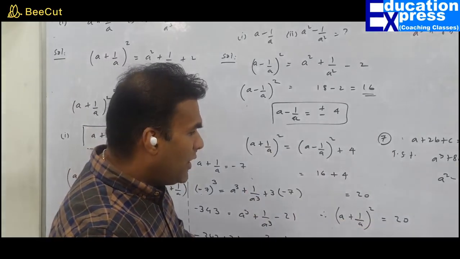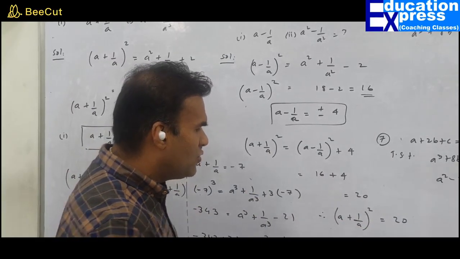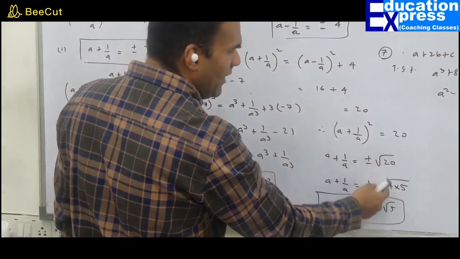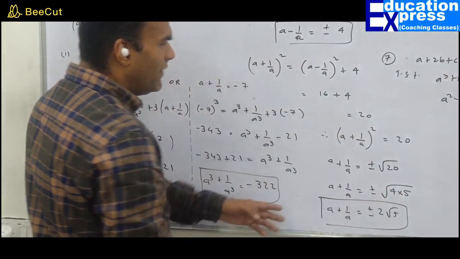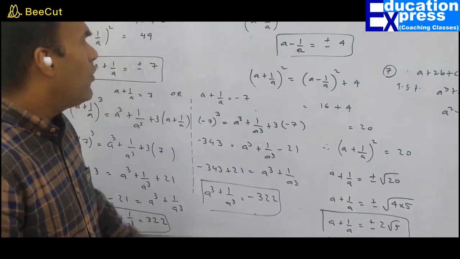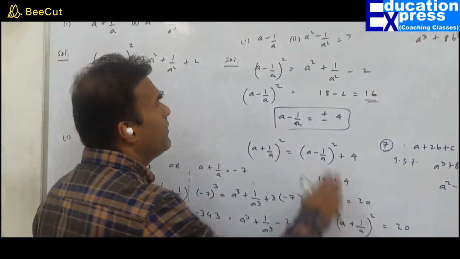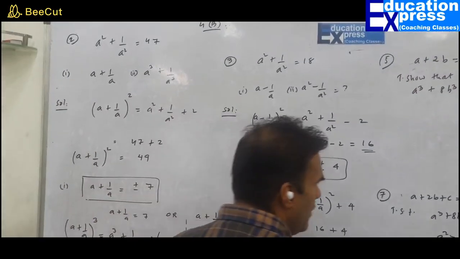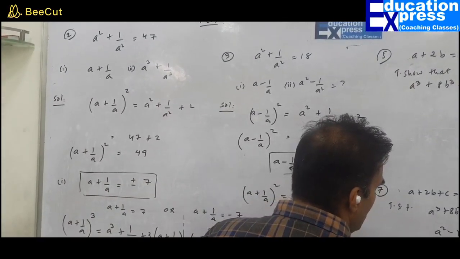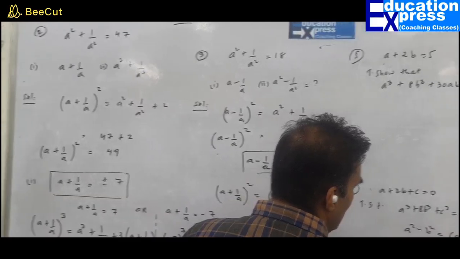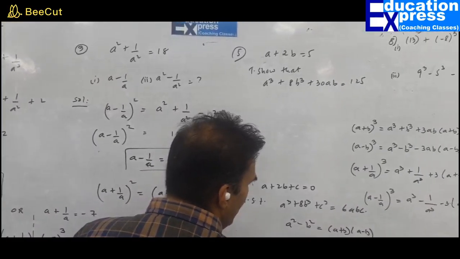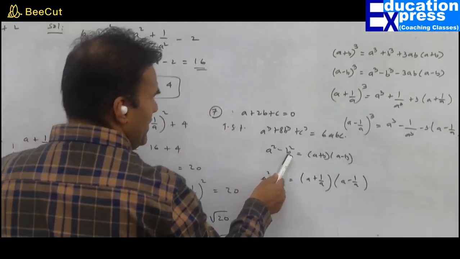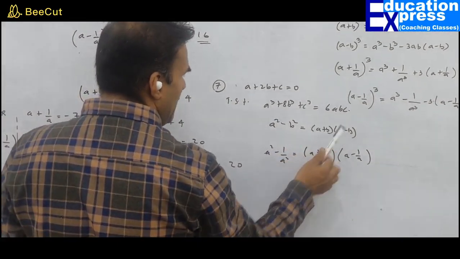A plus 1 upon a would be plus or minus root 20. A plus 1 upon a equals plus or minus root 20, which means 4 into 5, and then we get this. Still we have not completed what is asked. What is asked is a square minus 1 upon a square. So a square minus 1 upon a square is nothing but a plus 1 upon a times a minus 1 upon a. Why? It is a square minus b square, which is a plus b, a minus b.